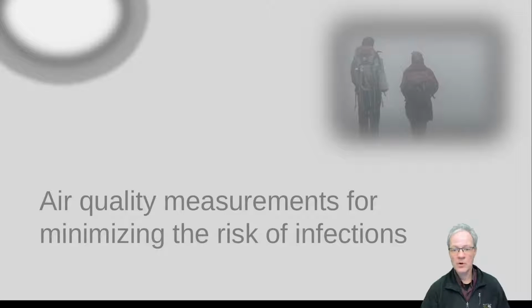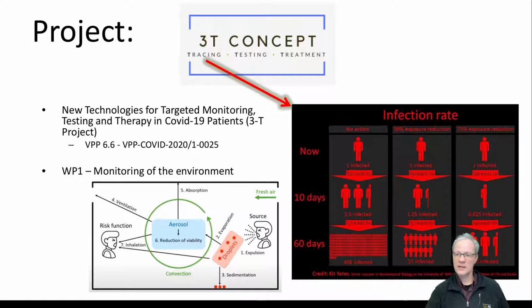So we have one more case to consider. This is about the air quality measurements, again for minimizing the risk of infections. This particular project was called 3T Concept, and the idea there was to do good tracing, testing, and treatment of COVID-19 or infections in general. So the focus in this case is going to be on tracing.